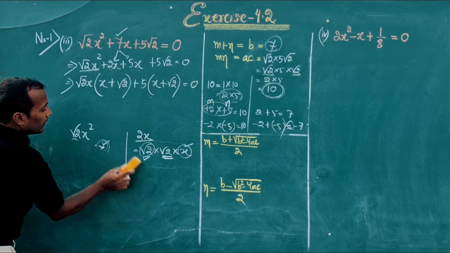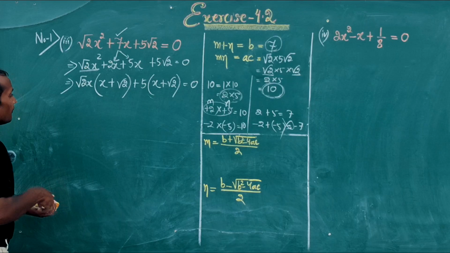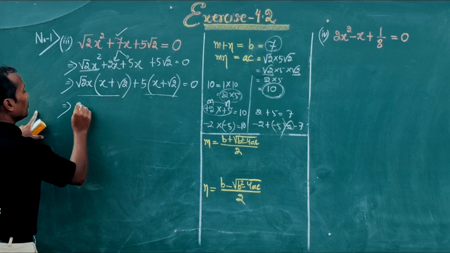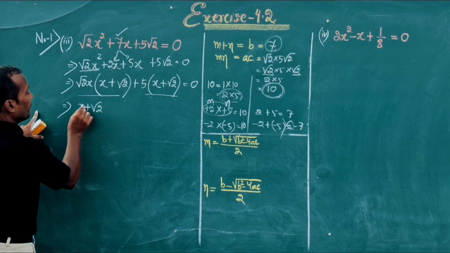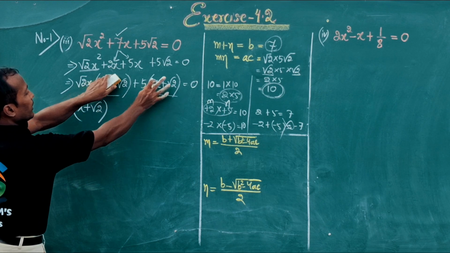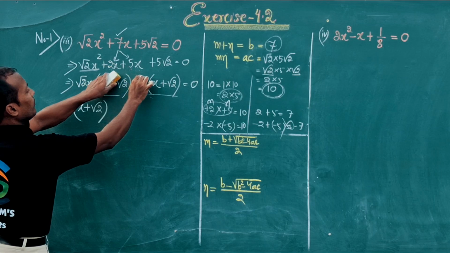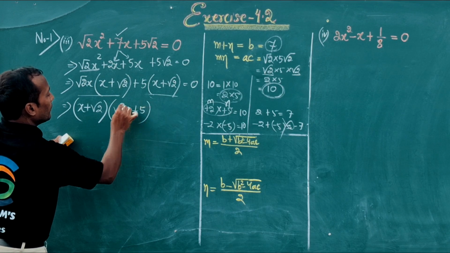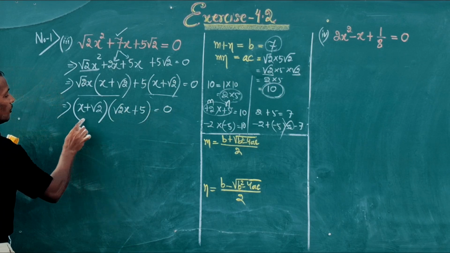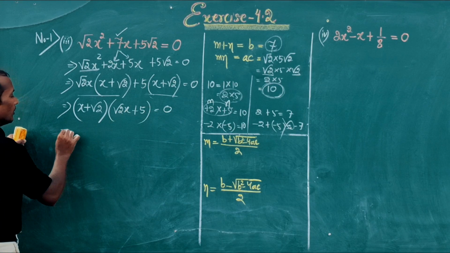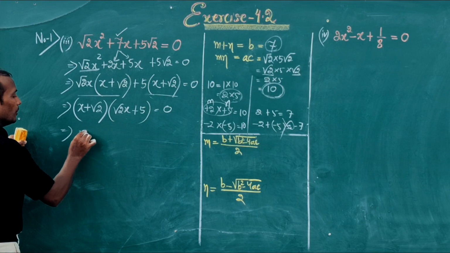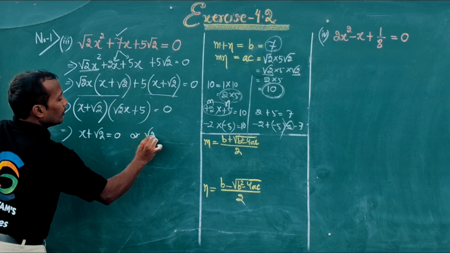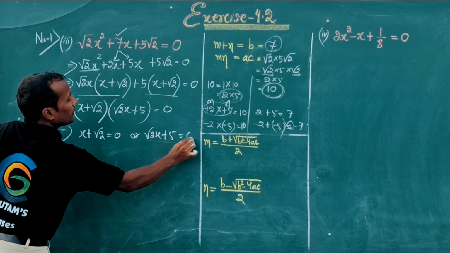Okay. Now from these two parts, this common binomial x plus root 2 will be taken common. When x plus root 2 is taken common, you are left with root 2 x plus 5. So x plus root 2 times root 2 x plus 5 equals 0. Now, one polynomial into another is equal to 0, means either this or that is 0. So, x plus root 2 is 0 or root 2 x plus 5 is 0.